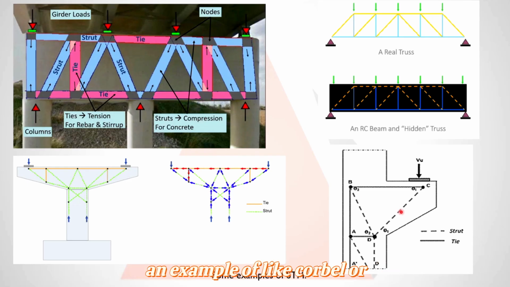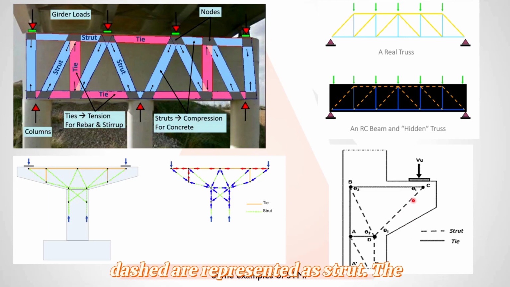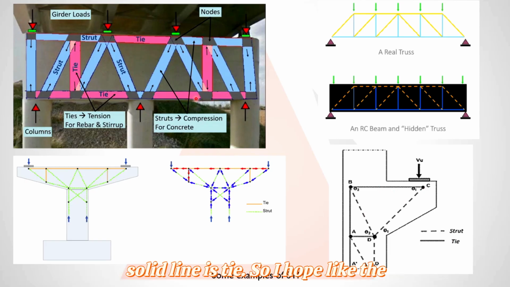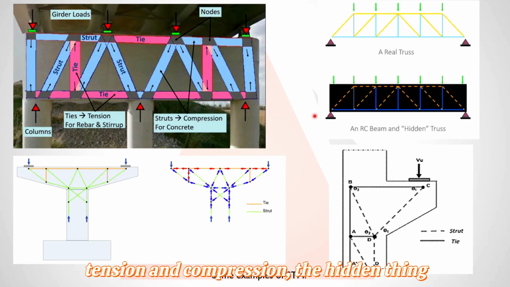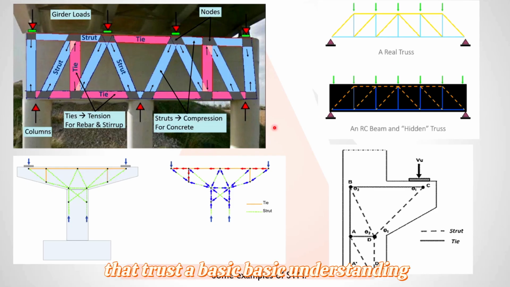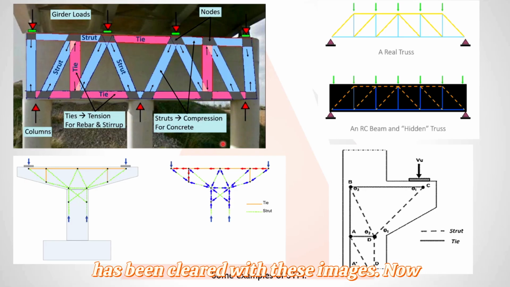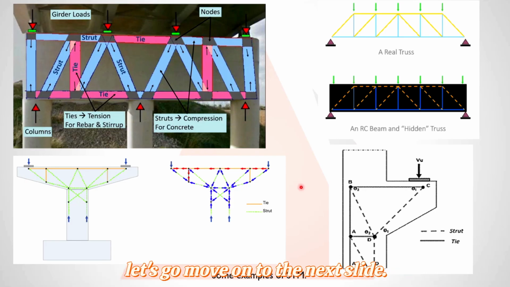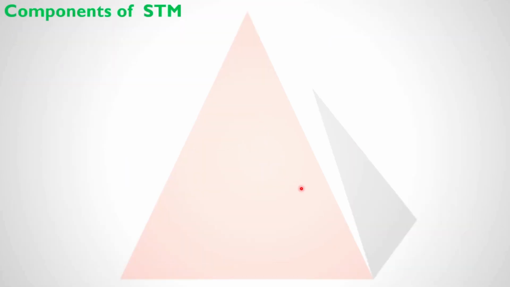The fourth is an example of a corbel or a small cantilever beam. Here also the dashed lines represent struts and the solid lines are ties. I hope the basic members, strut and tie, tension and compression, and the hidden truss, are now clear with these images. Now let's move on to the next slide.